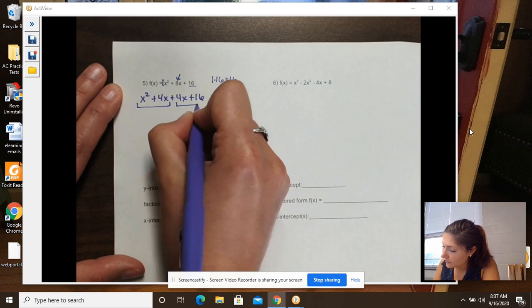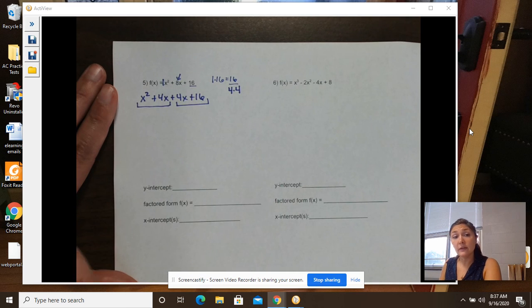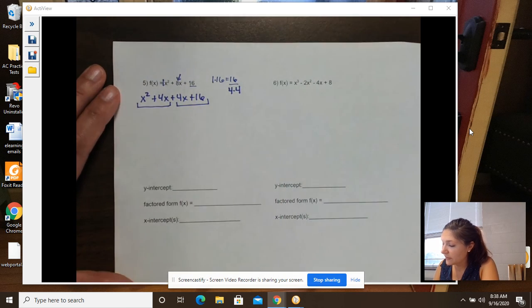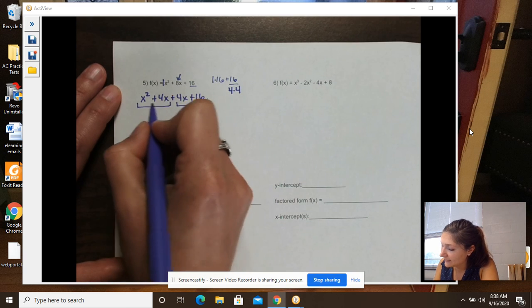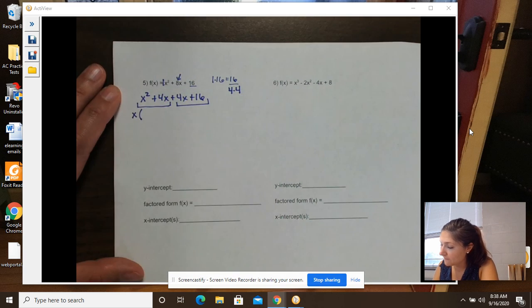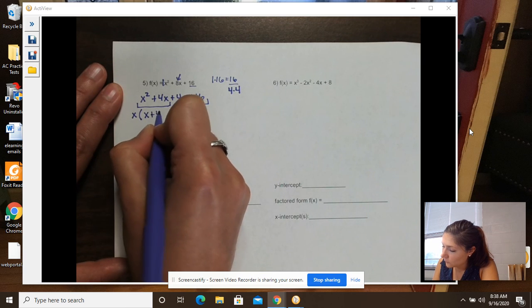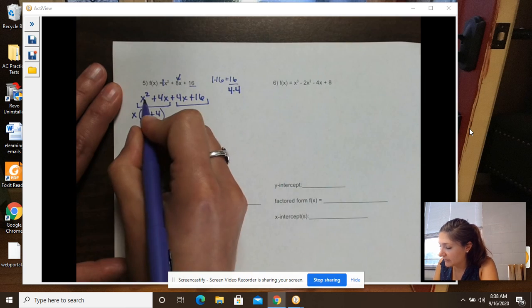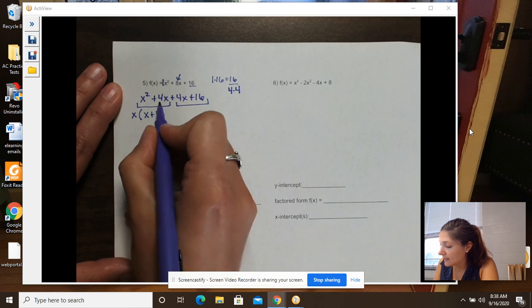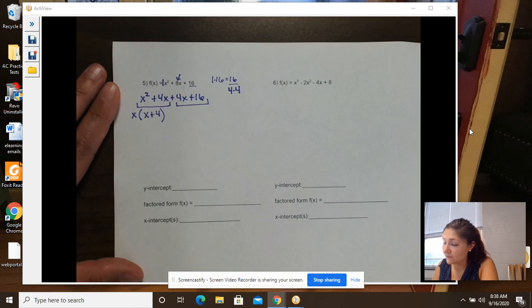So I'm going to split this up into groups of 2 and then look for my GCF out of each group. For my first group, x squared plus 4x, I've got x in both terms, so that's my GCF. When I factor that out, I'm left with x plus 4. X squared divided by x leaves me with x. 4x divided by x leaves me with 4.